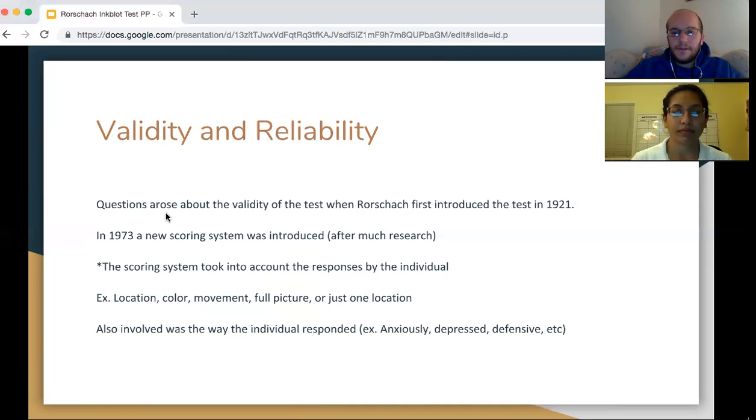And then also how the tester incorporated his interpretation was how the individual responded. Was the individual anxious when he was giving his answers, depressed? Was he really defensive in his answers? So these were all researched and tested out to make the test more valid and reliable.